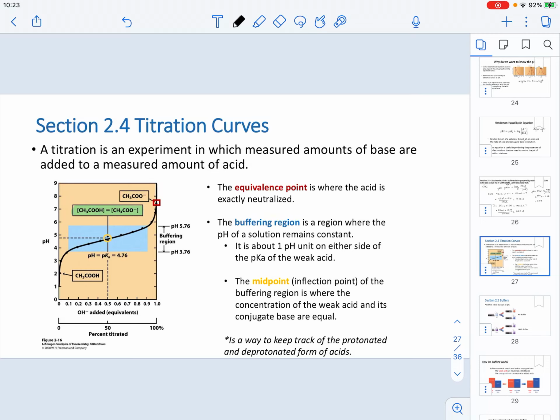In this video, we are going to finish up the topics from chapter 2. The first thing that we are going to talk about is titration curves.